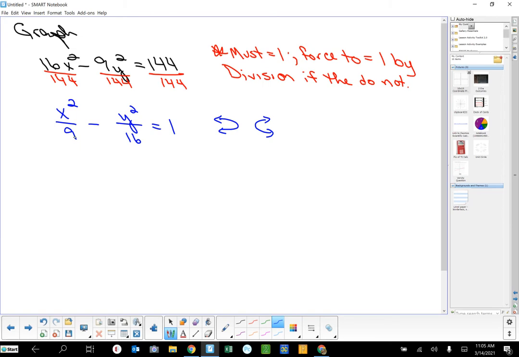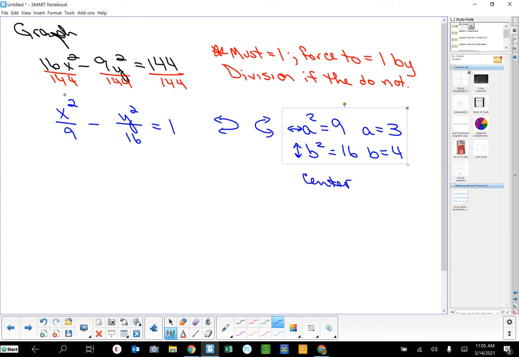X comes first, so our a squared is 9. A is going to go left and right, and a is 3. Our b squared is 16, which means b is 4, which means b goes up and down. And our center in this case, because there is nothing with our x squared or y squared term, our center is going to be at 0, 0.